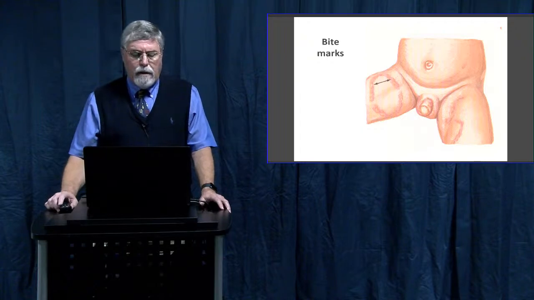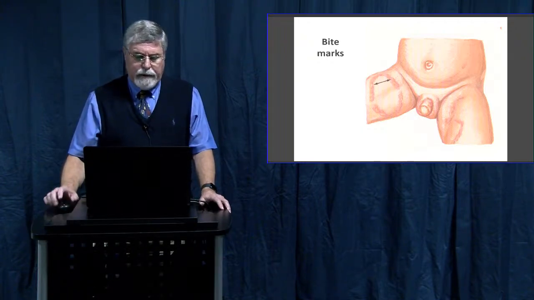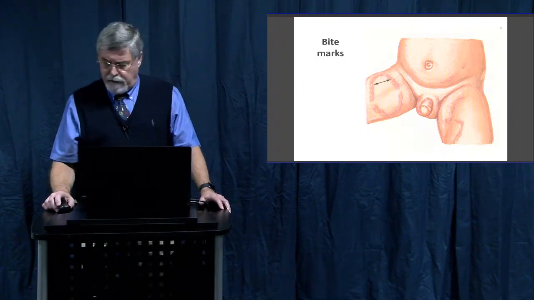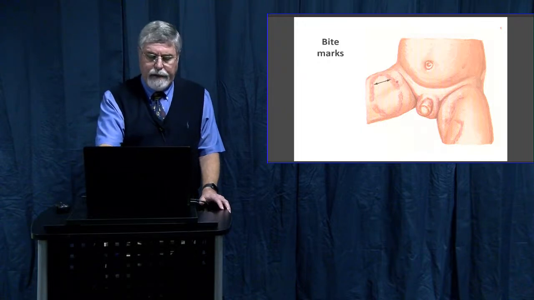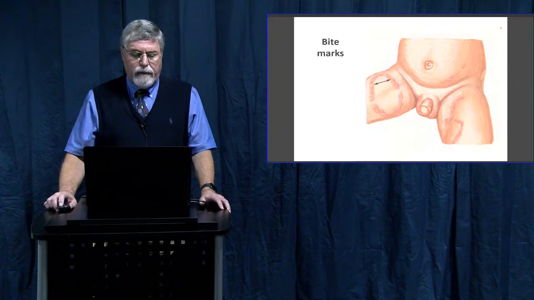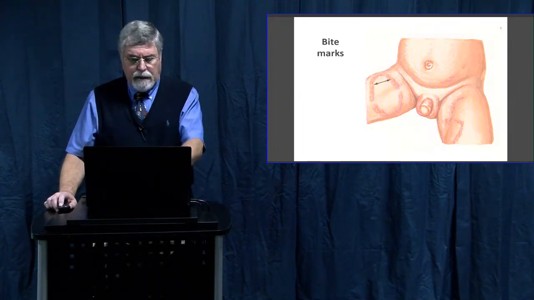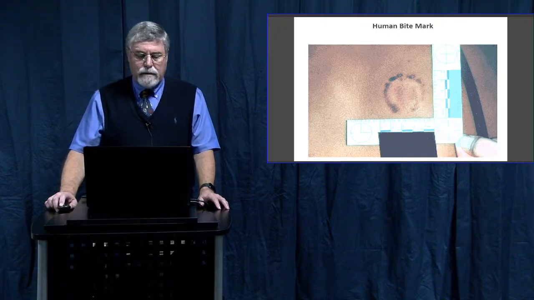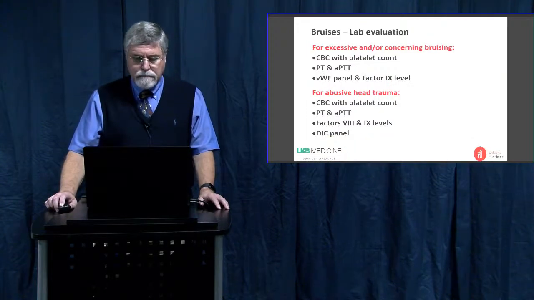Bite marks. There's this idea among some people that I need to teach them not to bite by biting them back so they'll know not to do it, which is really a bad idea, but is still believed by some. And if the distance between the canines is 2.5 centimeters or greater, then we know it was an adolescent or an adult and not another child.